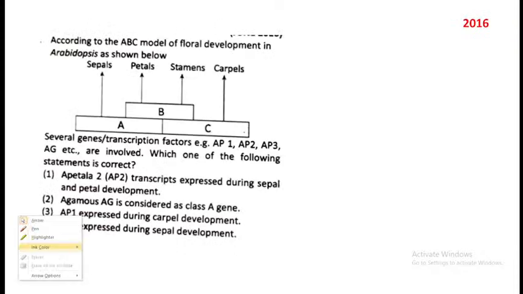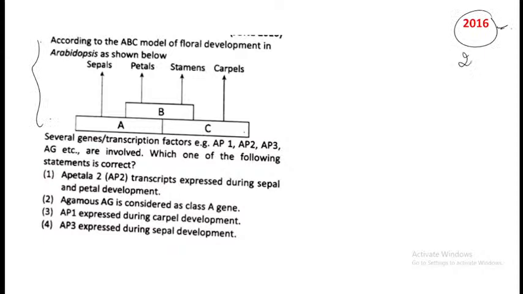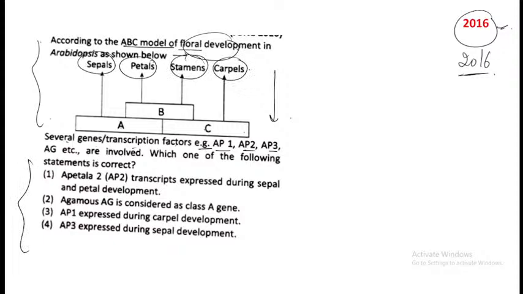Now this particular question is again a mutation type. It is again a 2016 question. The question is, according to the ABC model of flower development in Arabidopsis as shown below, you have A, B, C, several genes and transcription factors, for example AP1, AP2, AP3, Agamous, all of them are involved. In the first you have sepal, then petal, then stamen, then carpel. It is asking which of the following statements is correct.